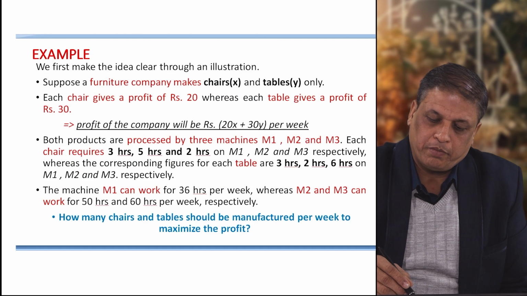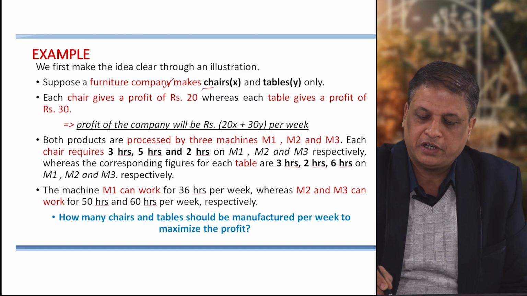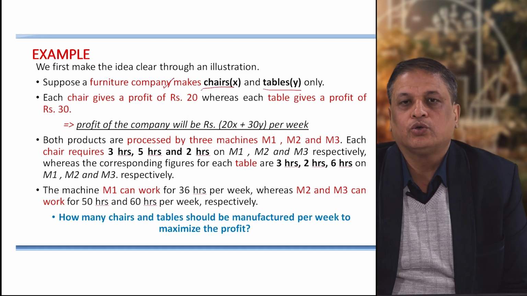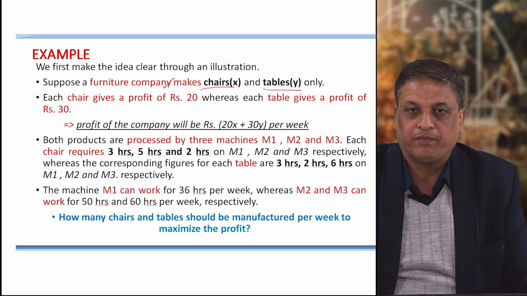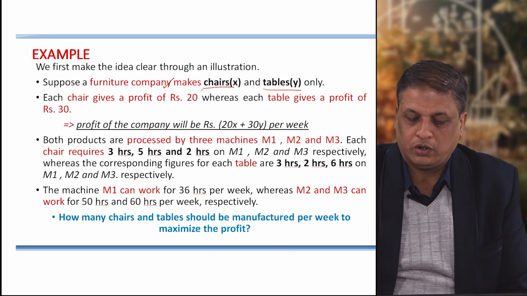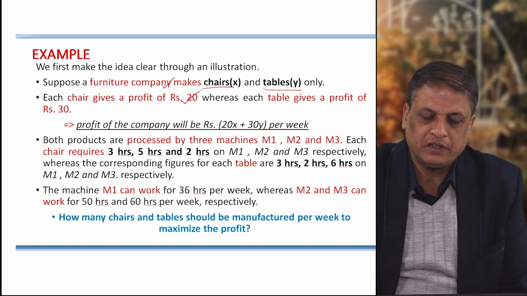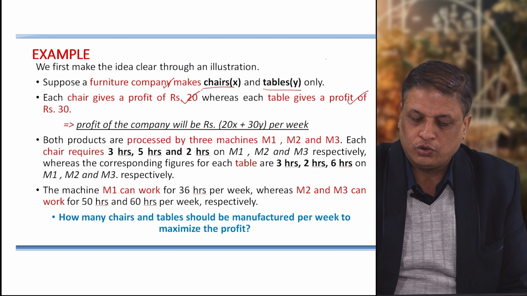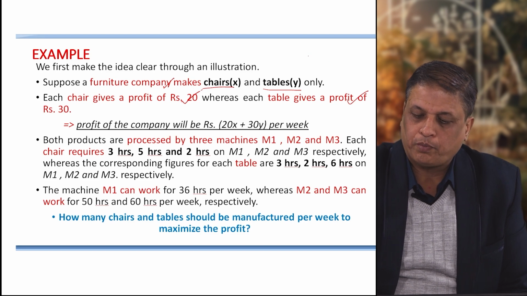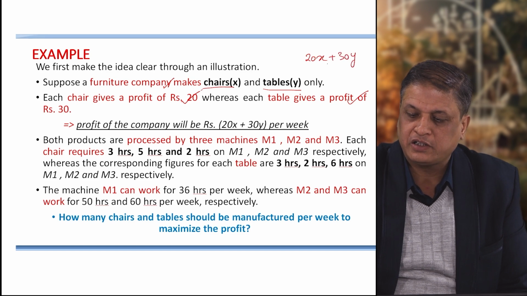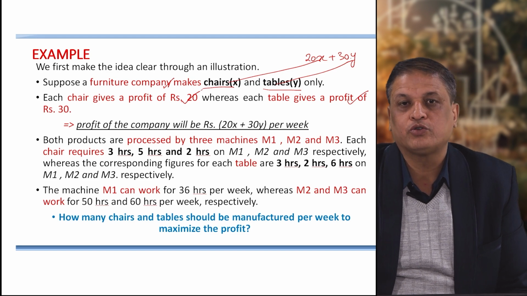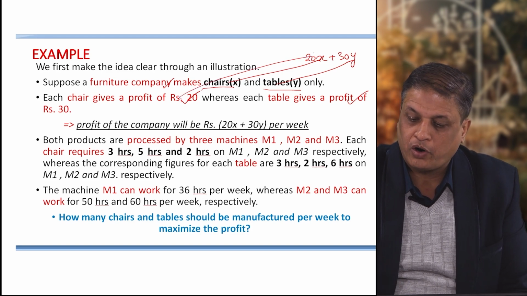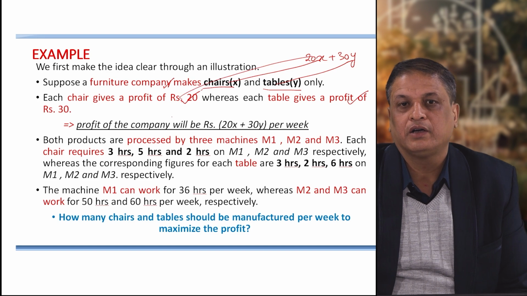Since the company is manufacturing chairs and tables, and chairs are x and tables are y, the variables are x and y. It is given that a chair gives a profit of rupees 20 and a table gives a profit of rupees 30. So, the objective function for profit is to maximize 20x plus 30y, where x represents the chairs and y represents the tables, and rupees 20 and 30 are their respective profits.